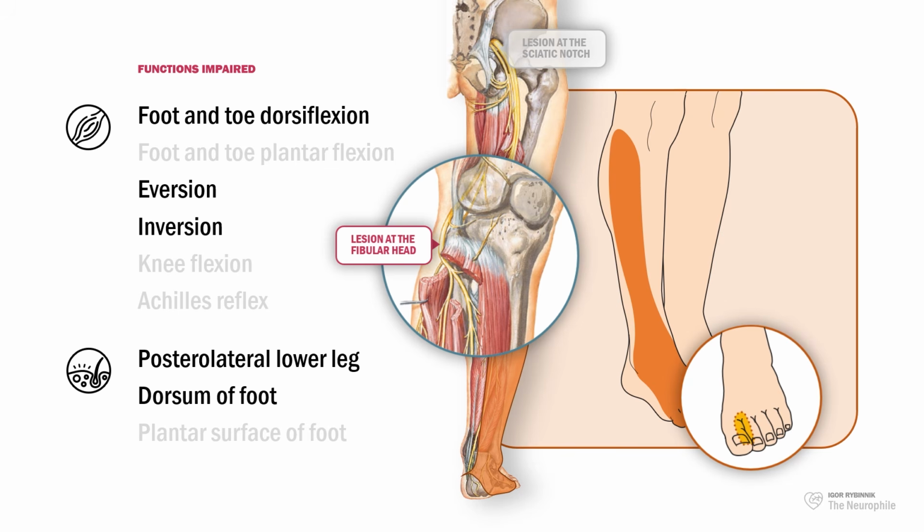If the superficial branch is also involved, the lateral compartment muscles get weak and foot eversion suffers. And on the sensory side, there's usually numbness or tingling over the lateral lower leg and the dorsum of the foot. So the superficial fibular nerve resembles the ulnar nerve.